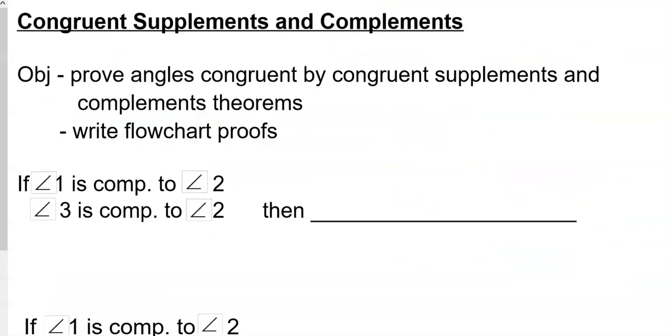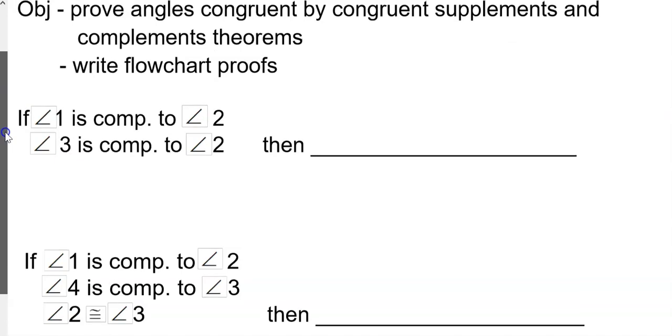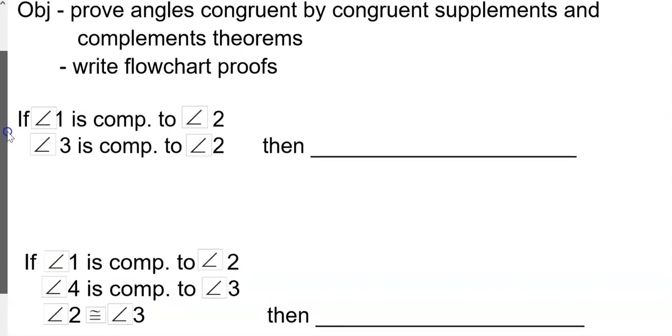Okay, so let's talk about a couple of congruent supplements and congruent complements theorems that we have here. If angle 1 is complementary to angle 2 and angle 3 is complementary to angle 2, well, these are the same angle, right? So if they're complementary to the same angle, no matter what this measure is, these two have to be congruent. So angle 1 would have to be congruent to angle 3, because if this is 40 degrees, they both would have to be 50.